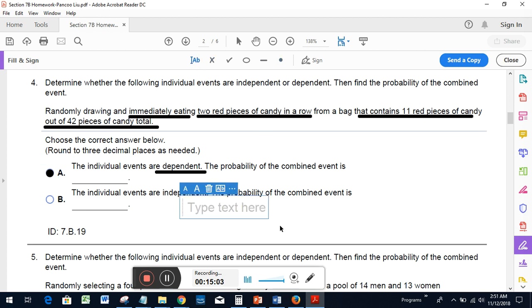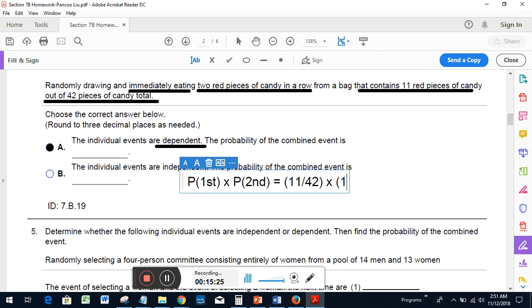So in other words, we're going to take the probability of our first piece times the probability of our second piece. Our first piece, before you select it, we had 11 out of 42 pieces of candy. Now, your second piece, after you finish eating your first piece, we only have 10 out of 41. In this case, they actually want a decimal instead of a fraction, rounded to 3 places.